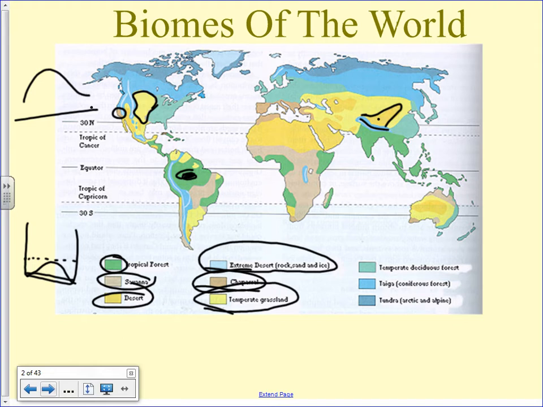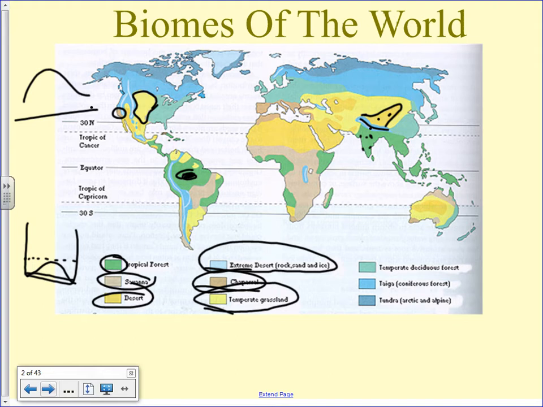Stuff just comes in, and you can see that the majority of the precipitation falls here on the windward side of the mountains. You've got tropical rainforest on that side, and most of that precipitation is gone by the time those clouds are forced up and over the mountains, so there's nothing left on the other side.